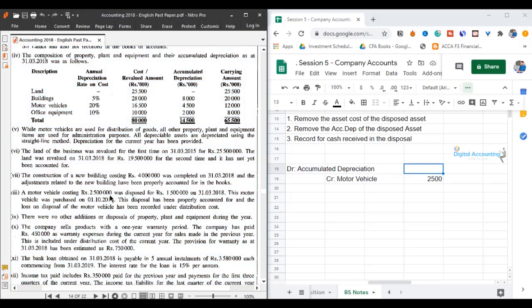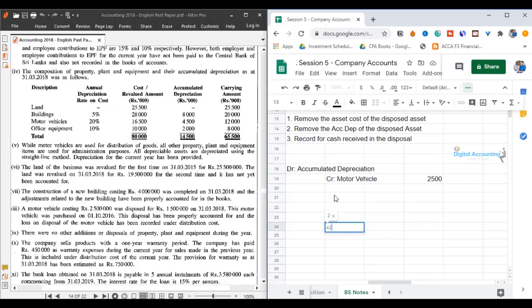Motor vehicle purchased on 1st October 2016 and disposed on 31st March 2018. So the period the motor vehicle was used is 1 year and 6 months. So we need to remove 1 year and 6 months of accumulated depreciation. The asset cost is 2,500 and motor vehicles are depreciated 20% per annum. So for an annum, 500.